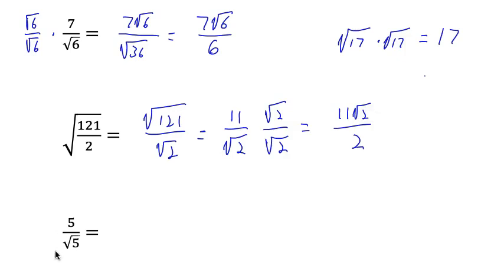Okay, here we have 5 over the square root of 5. We are not allowed to leave square roots in the denominator. So we multiply the top and the bottom by the square root of 5. Because the square root of 5 times the square root of 5 is just 5, which helps us get rid of that square root in the denominator. Okay, multiplying across the top, we get 5 times the square root of 5. Multiplying across the bottom, the square root of 5 times the square root of 5 equals 5.